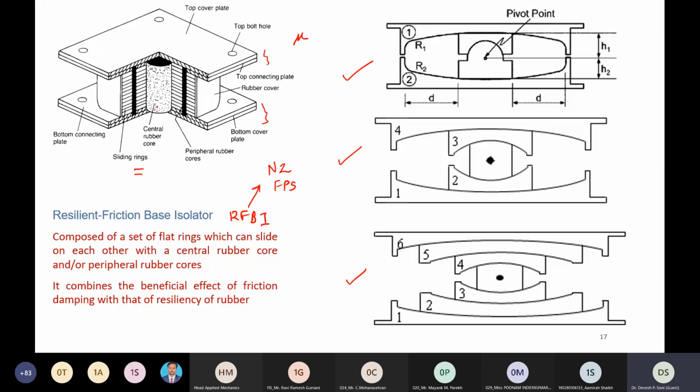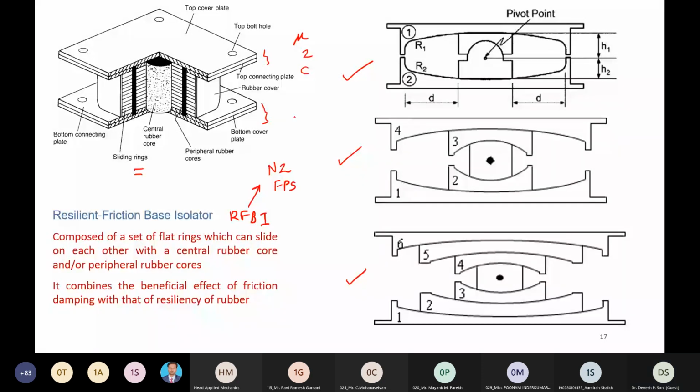Then you will see one central lead core, so it has one hysteretic component Z, and there is an alternating layer of steel and rubber, which gives you the horizontal flexibility. So we have a damping component.